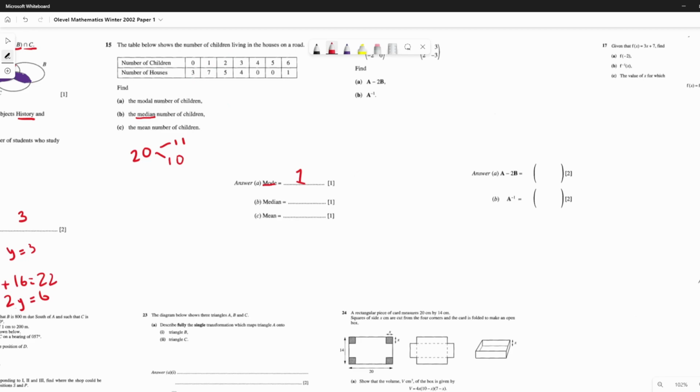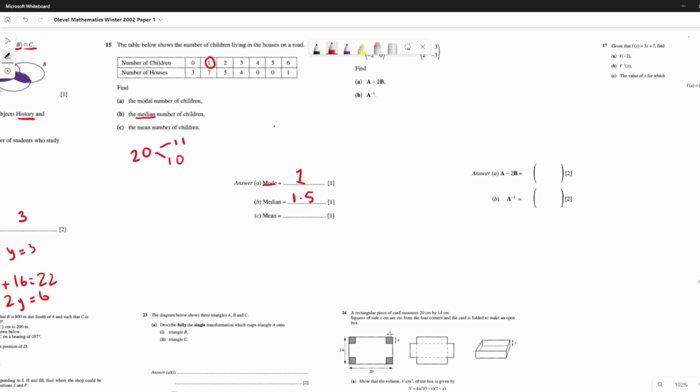Now the 10th value is 1, since we have 3 values here, and then we have 7 values here, which gets us to 10, and that would be 1. But the 11th value would be the one right after that, which would be in this one, so that would be 2. And then we can simply do 1 plus 2 over 2, which is 1.5, and that is our median value. So the middle number of children on this street is apparently a child and a half.